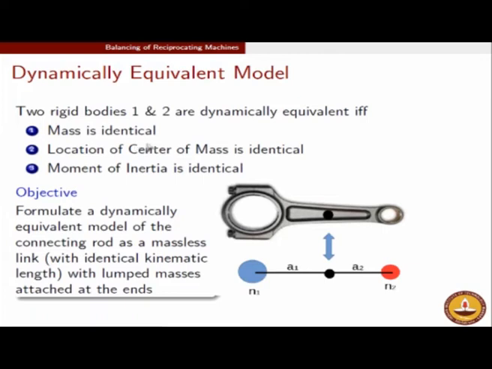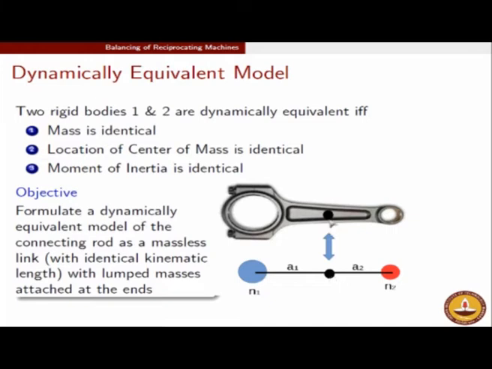So, mass has to be identical, that is the first condition. The second condition, that the center of mass should be at the same position. So, the blue dot in this figure, if you can see, is the center of mass of the actual connecting rod. The simplified system is dynamically equivalent if and only if, IFF is not a spelling mistake. IFF means if and only if. So, therefore, the center of mass of the actual connecting rod should be exactly at the same location as the center of mass of the simplified connecting rod.